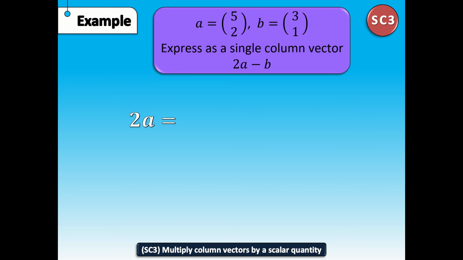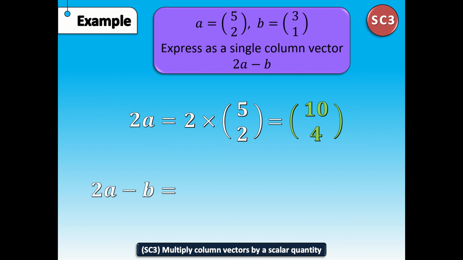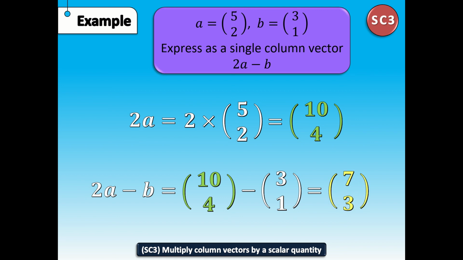Well, 2A is two lots of the vector 5, 2. So that will be 10, 4. We multiply both numbers by 2. So 2A minus B will be 10, 4 take away the vector B. 10 take away 3 is 7, and 4 take away 1 is 3. So our answer is 7, 3.